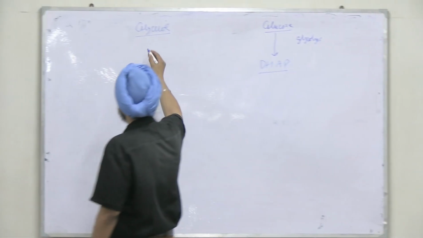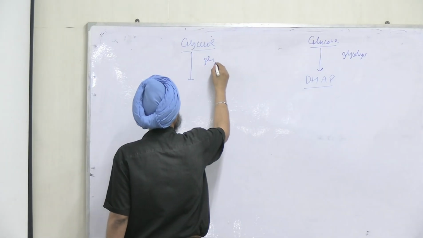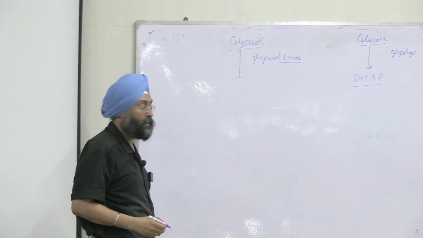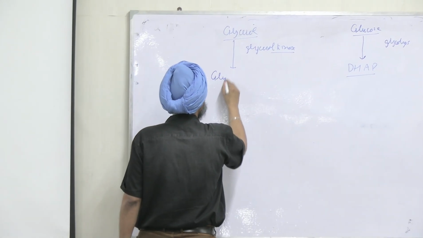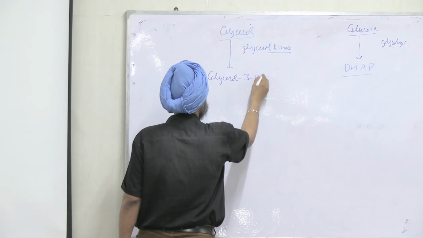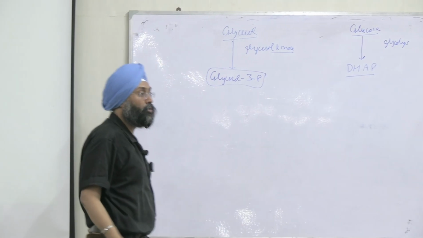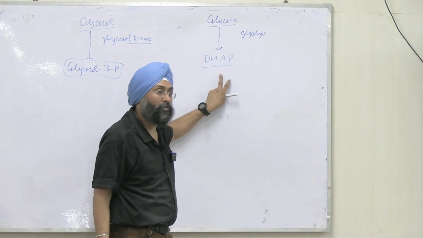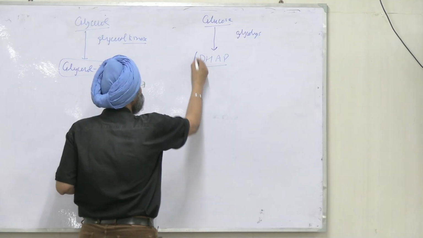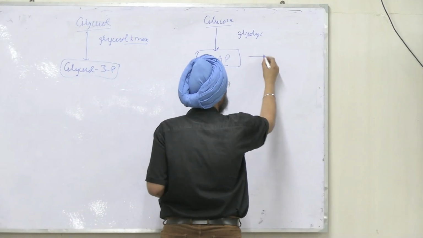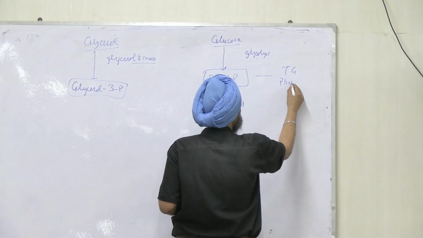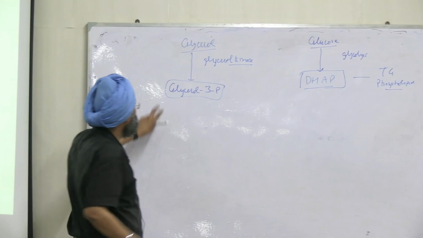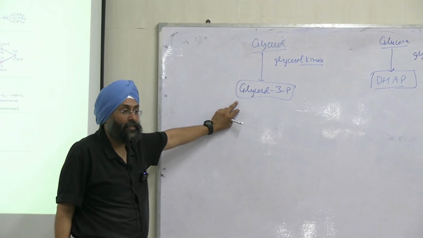And glycerol, via the glycerol kinase reaction. Kinase means we are adding phosphate, so what will we get? Glycerol 3 phosphate. And from glucose, via glycolysis we will get dihydroxyacetone phosphate on the fourth step of glycolysis, right? From these two molecules, we can lead to synthesis of both triglycerides and phospholipids, right? So we have now glycerol 3 phosphate.